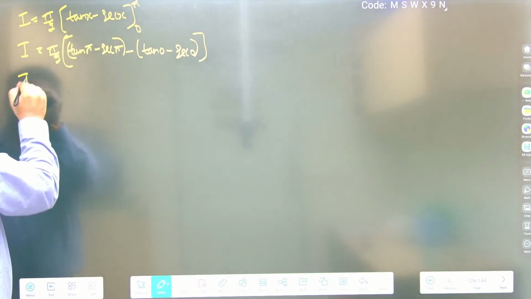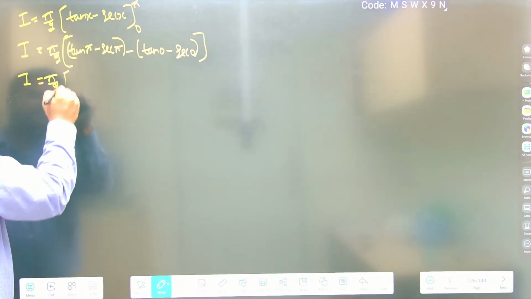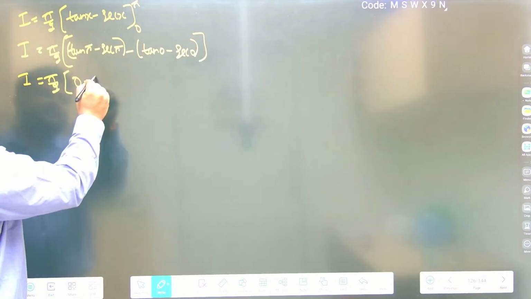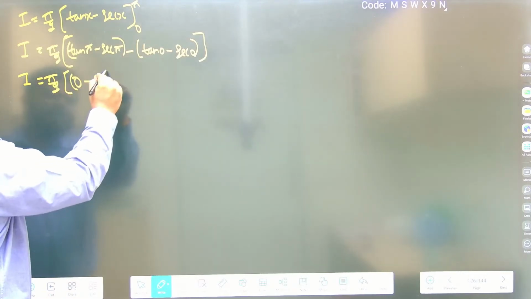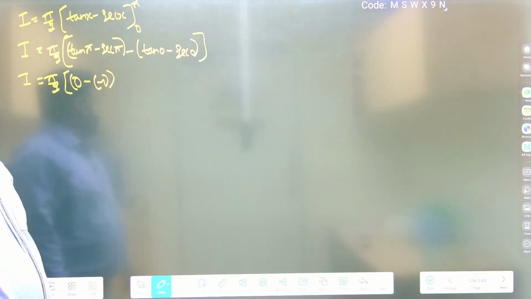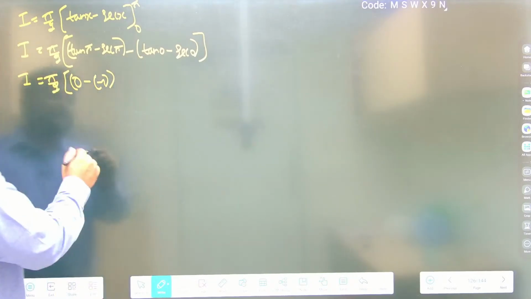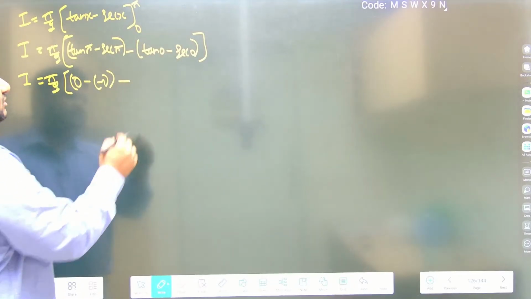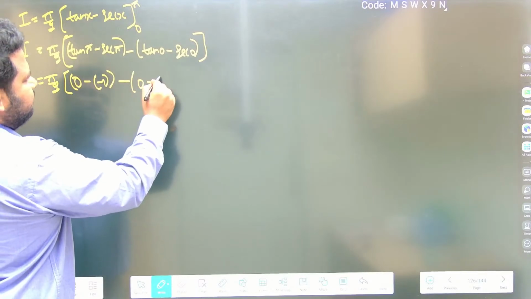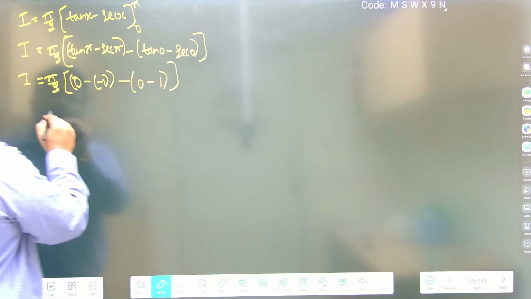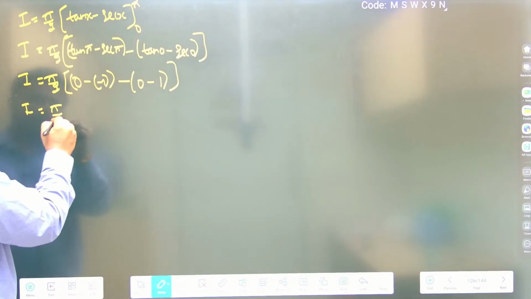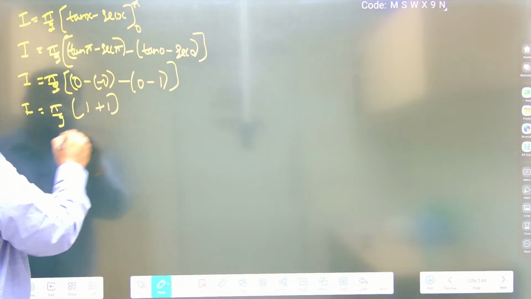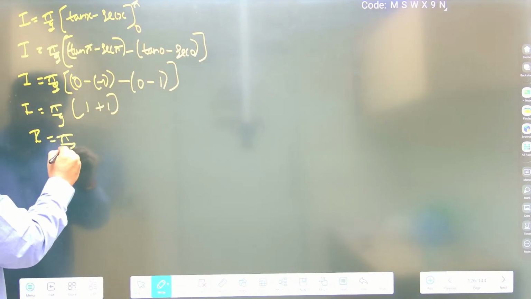Now see here, I is equal to pi by 2 into, tan pi is 0, and secant pi is minus 1. Secant of odd multiples of pi is minus 1, and of even multiples of pi is plus 1. You should have learnt this from your trigonometric functions. So tan 0 is 0 and secant 0 is plus 1. Now I is equal to pi by 2, minus into minus is plus 1. Now I is equal to pi by 2 into 2.